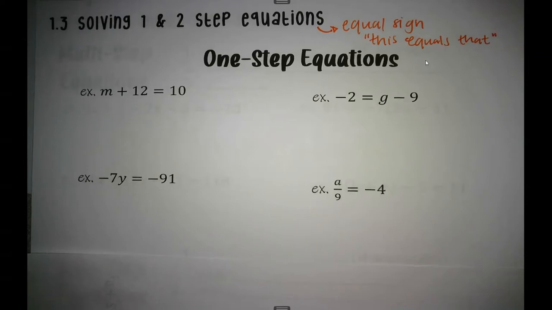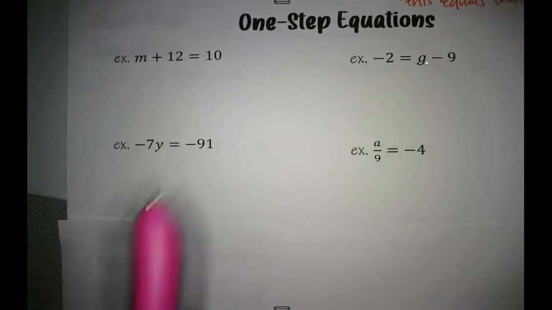When we're doing this, one-step equation just means easy peasy, one operation and I'm done. And then we'll get to two-step equations where we have to take 2 steps to get done. So let's look at some examples, and I will make some notes along the way.